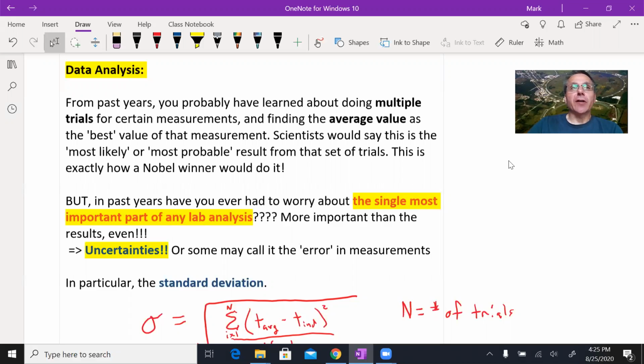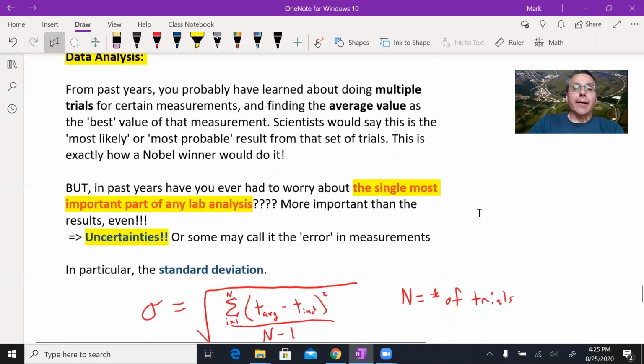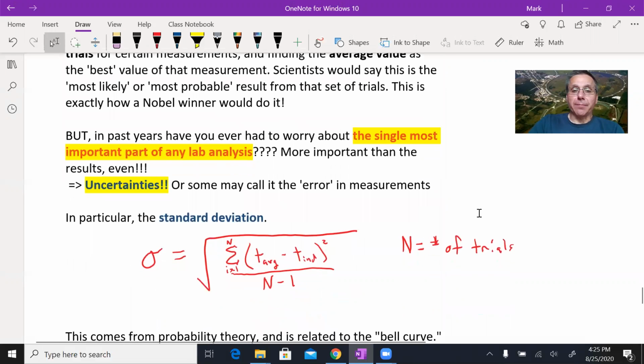The thing is, many science teachers often leave out what I consider to be the single most important part of any experiment, and that's error analysis. It's thinking about how good is your data. And there's one quantity in particular that can be used to find out what we call the uncertainty when you do a certain number of trials for a particular measurement. And that's called the standard deviation.